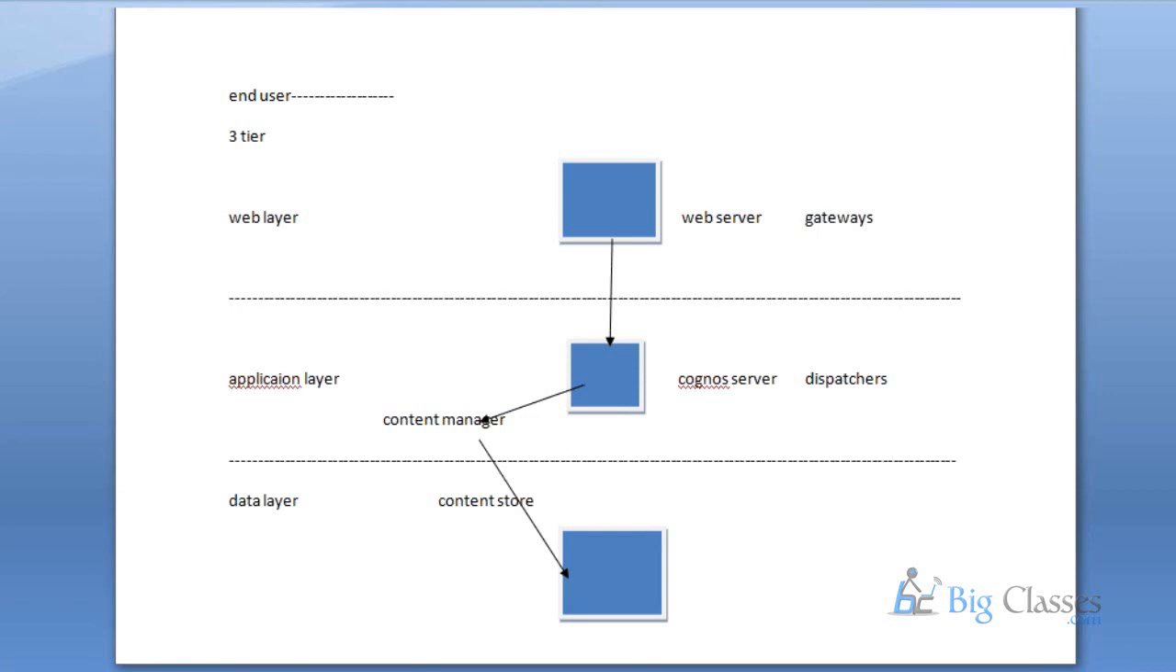Coming to the web layer, we'll have web servers. Coming to the application layer, we'll have the Cognos server. And coming to the data layer, we'll have content stores.